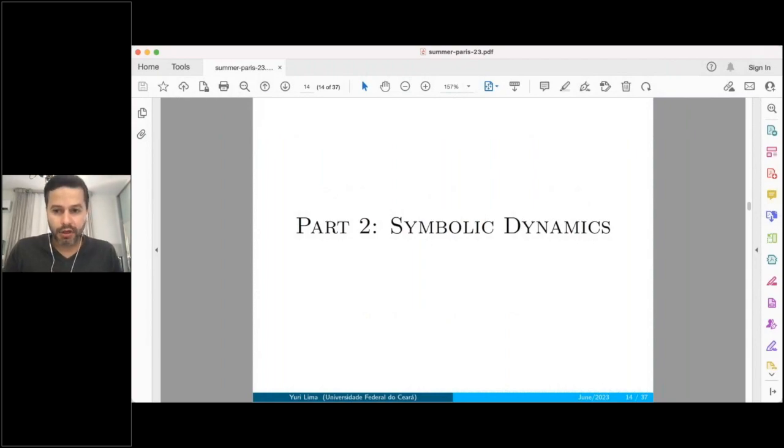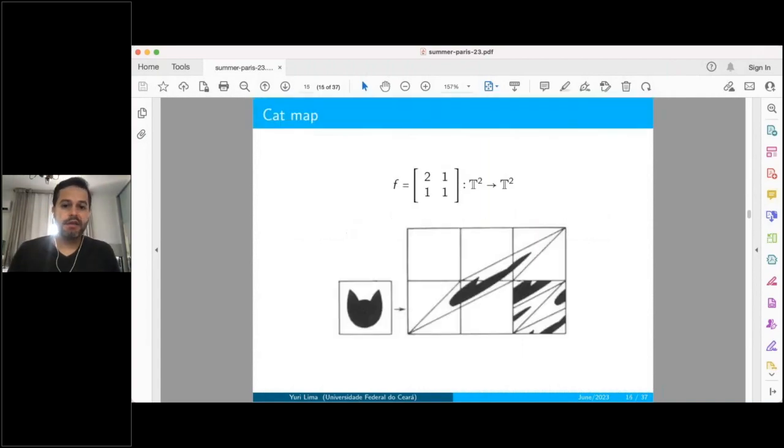What is symbolic dynamics? Well, the easiest way, which I consider very geometric, to see what symbolic dynamics is, is by introducing this simple dynamics, which is called the cat map. So what is the cat map? Here you have a 2x2 matrix, 2, 1, 1, 1. We can all observe that this matrix has integer entries and that it has determinant equal to 1.